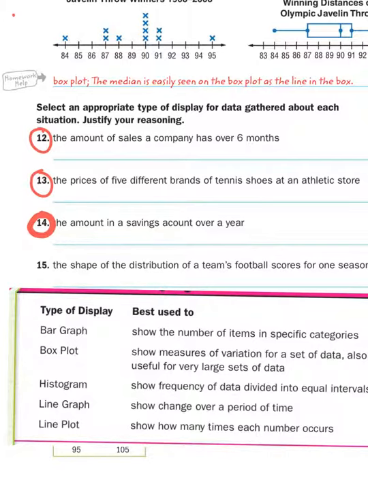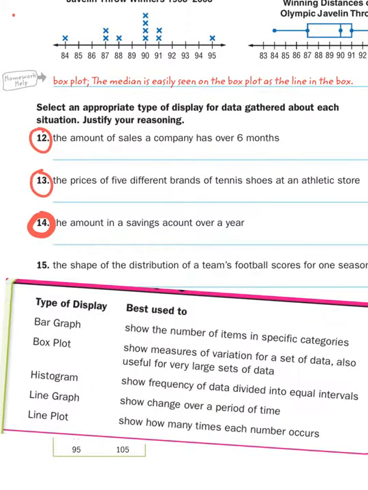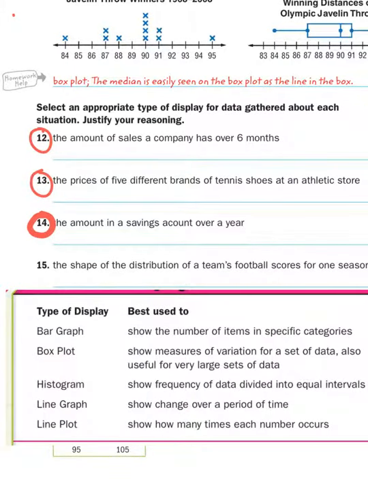So down below here, I have the types of displays and what they're best for. So we'll use that to help us with our answers. So let's start here with number 12. And number 12 says, the amount of sales a company has over 6 months. Now the key is the over 6 months. Because that shows change over time, you would use a line graph. So 12 is line graph.